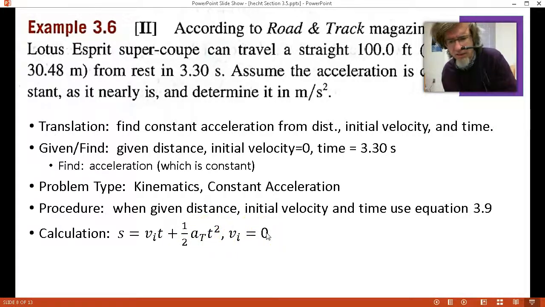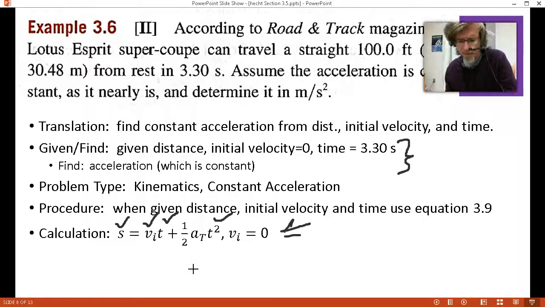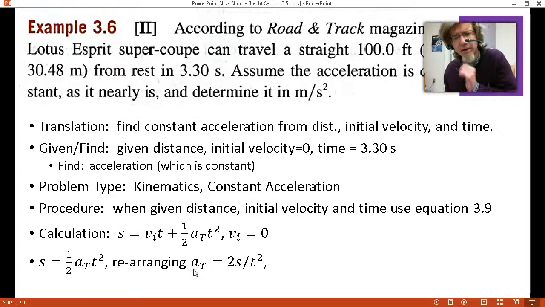So here's the key equation that you want to remember when you see this type of given combination. Distance, check. Initial velocity, check. Time, check. And check. It's right here too. And we need to find acceleration. Alright, so, rearrange this equation. If VI is 0, this term drops out. So you get S equals 1/2 a sub t t squared, so the tangential acceleration. Solving for a sub t, it's 2 times s divided by t squared.